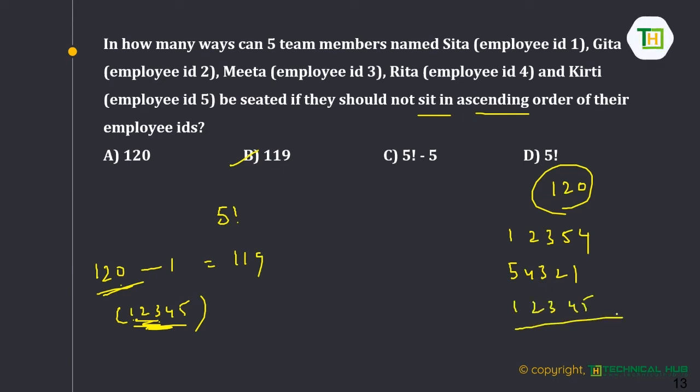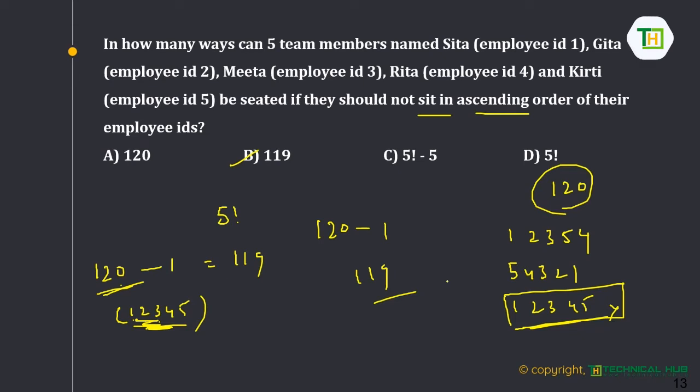This is also one possible way, but they mentioned this condition is not allowed. They should not sit in ascending order. You have to remove this condition. It means you have to remove this way. So out of 120 ways, you have to remove this way, which means you have to subtract 1. Then you will get 119.